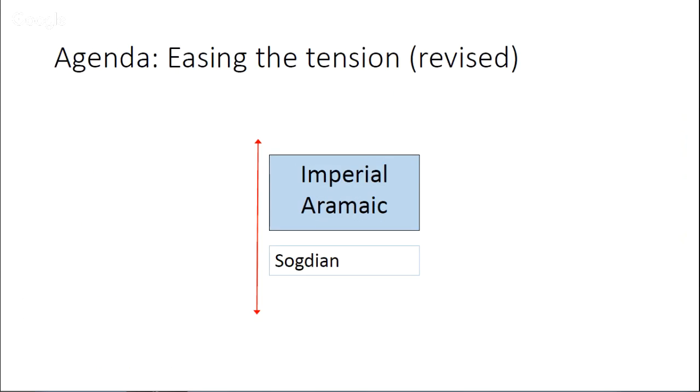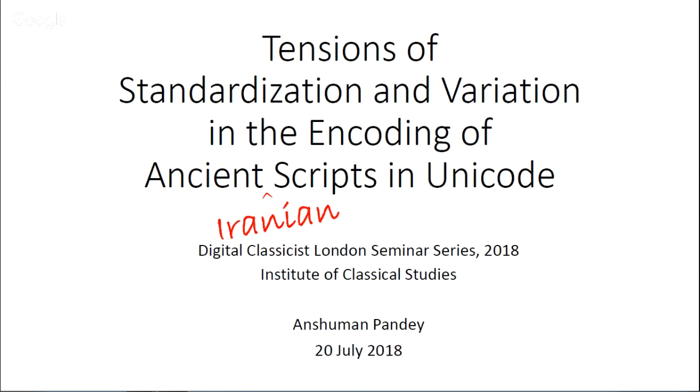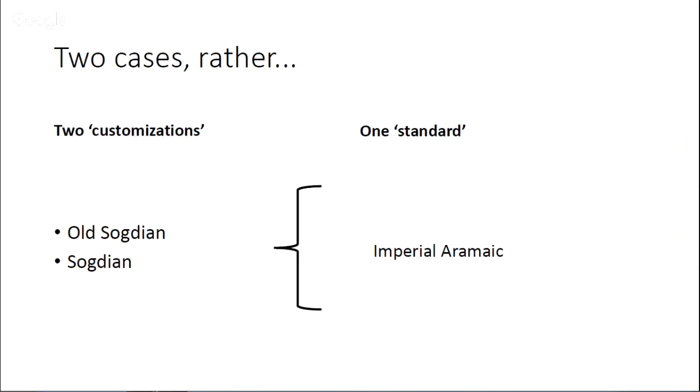But I think in the interest of time, I thought it best to focus on one major script family, the standard, and variations of that. So you'll please allow me to modify my title slightly by saying Tension, Standardization, and Variation in Encoding Ancient Iranian Scripts in Unicode in the interest of time. And again, 2 cases and 1 standard, Imperial Aramaic and 2 major derivatives of it in Central Asia.